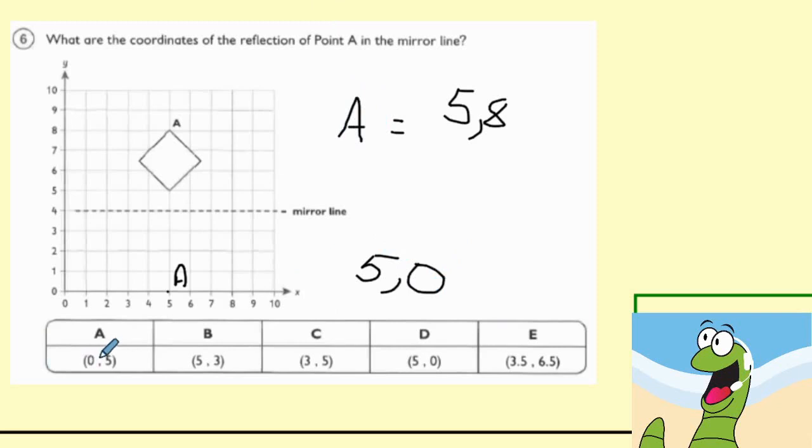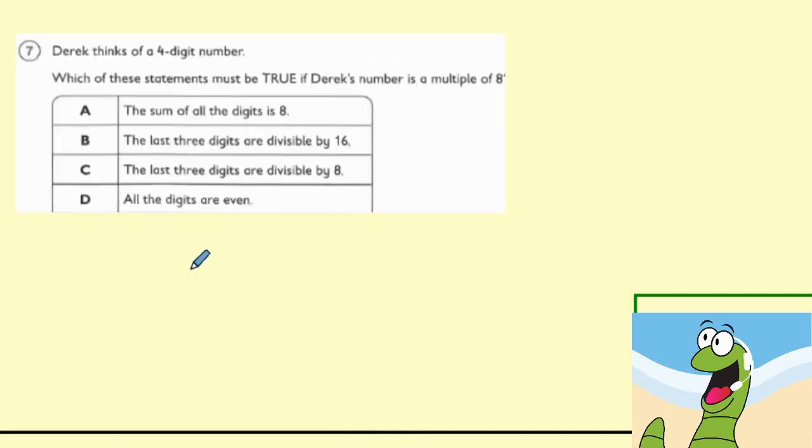Which ones do we have? That's 0 and 5. No, wrong way around. D. There we go. That's our answer. Let's move on to question 7.